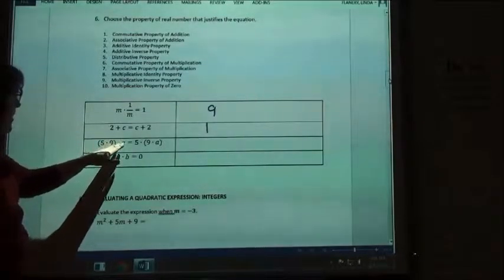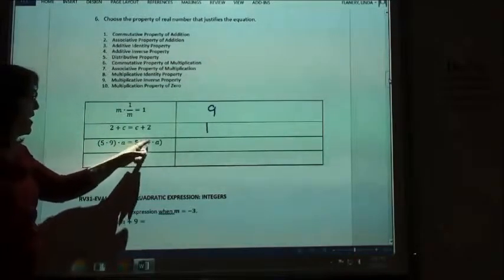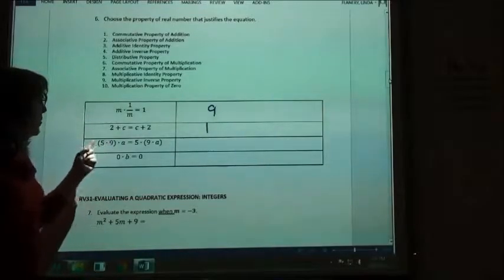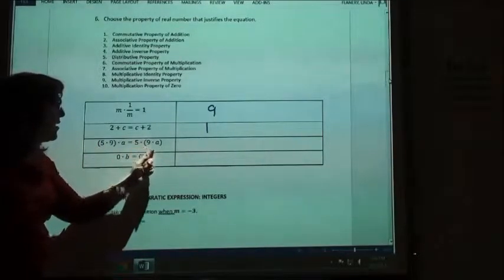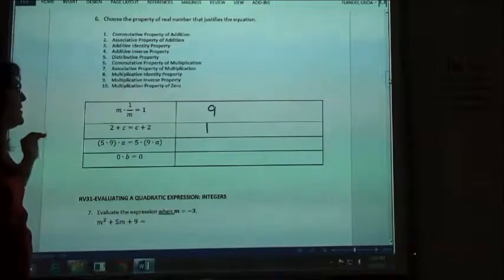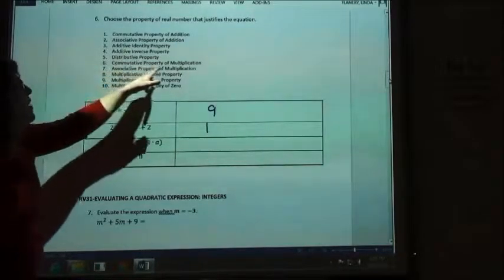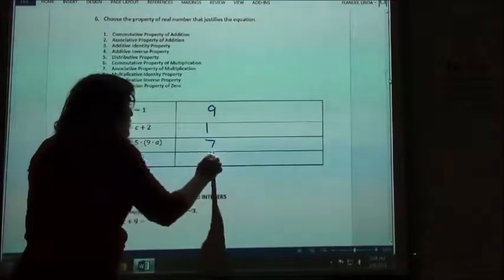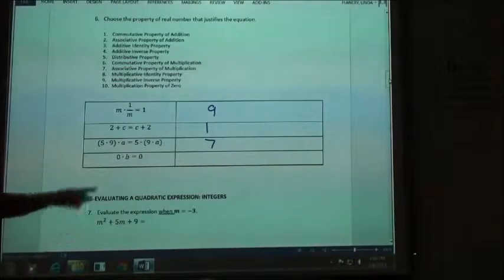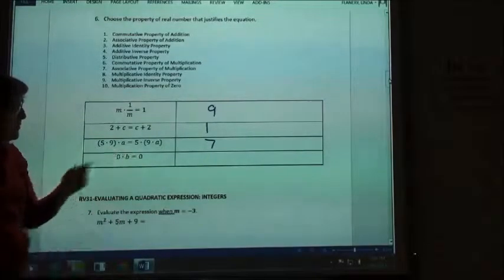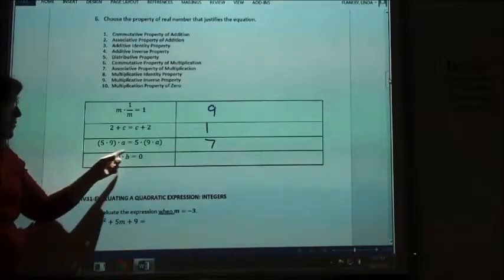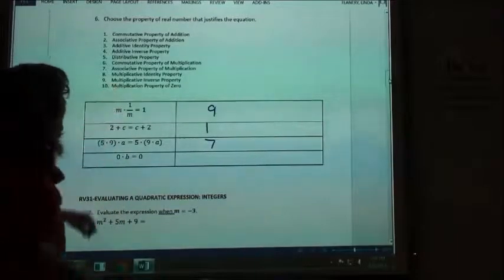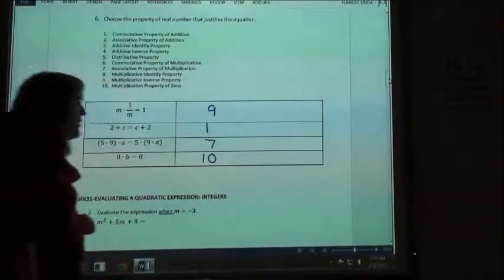The next one, 5 times 9 times a, 5 times 9 times a. Here my parentheses are around the first 2, here they're around the last 2. That's my associative property of multiplication, so number 7. And the last one, 0 times b equals 0. Anything times 0 equals 0 is my multiplicative property of 0, so number 10.